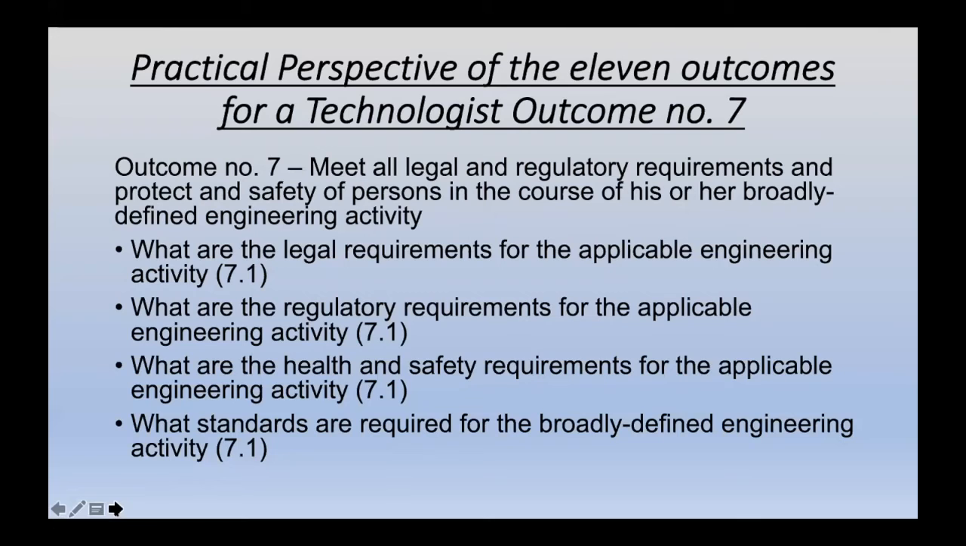Outcome 7: meet all legal and regulatory requirements and protect the health and safety of persons in the course of his or her broadly defined engineering activity. Now, what are the legal requirements for the applicable engineering activity under 7.1? You must also be able to name them. What are the regulatory requirements of the applicable engineering activity? There you have to discuss that, also name them.